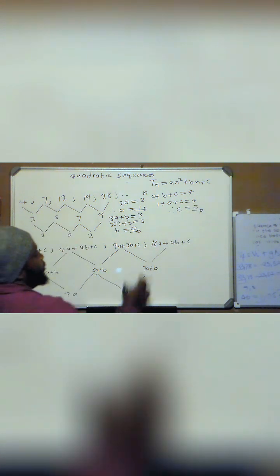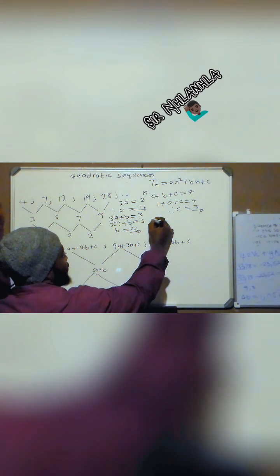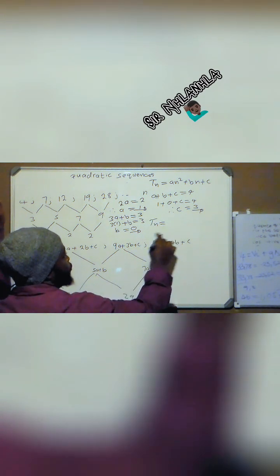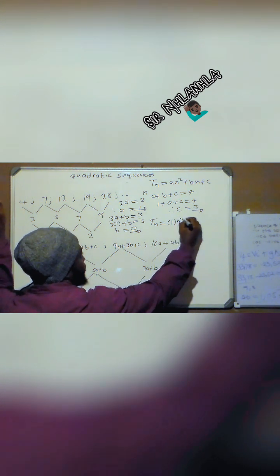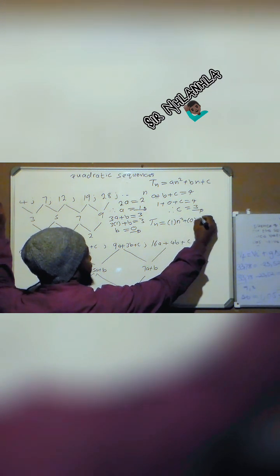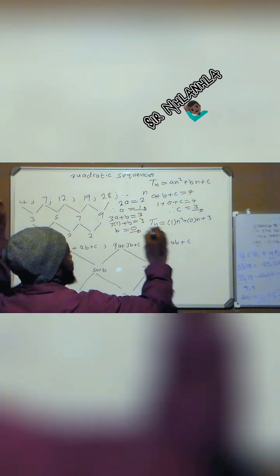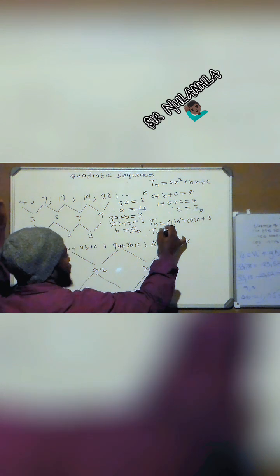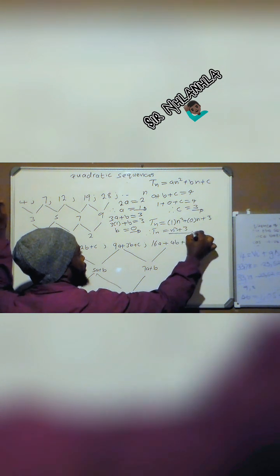Right? I take all of these values and substitute them in the general equation of the quadratic sequence. So I have Tn equals, what's the A value? 1 multiplied by n squared plus 0 multiplied by n plus 3. Therefore, the general term of this given quadratic sequence is n squared plus 3.